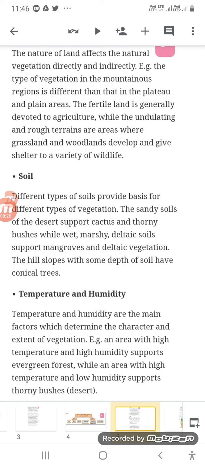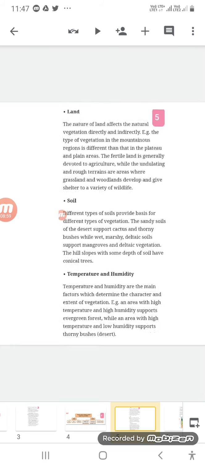Okay, then going to the climatic factors, we have temperature and humidity. Temperature means the degree of heat. Humidity is the moisture content. These are the main factors which determine the characteristics and the extent of vegetation. For example, the areas having high temperature and high humidity support the evergreen forests. A good quantity of vegetation is found there, while the areas having high temperature but low humidity support thorny bushes.